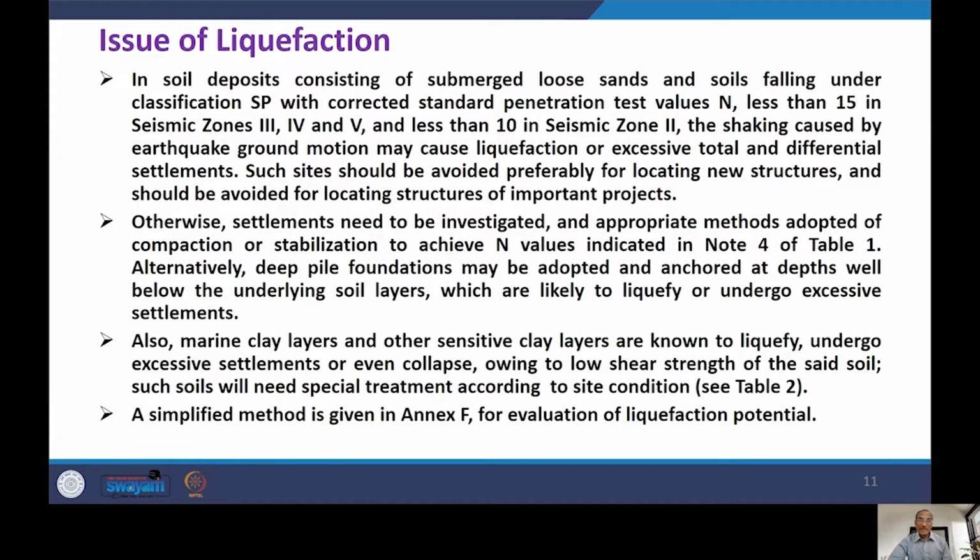Also, for marine clay layers and other sensitive clay layers, which are known to liquefy, undergo excessive settlement or even collapse owing to low shear strength of the soil, such soils will need special treatment according to site conditions, and for that we need to see Table 2. Another issue is that a simplified method is given in another annex for evaluation of liquefaction potential before you design the foundation. So let's see what is given in Table 2.